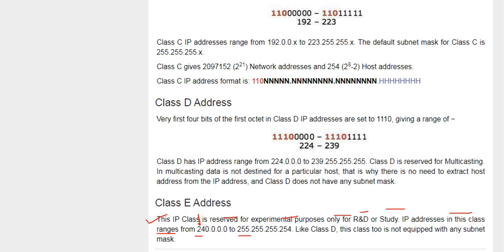सो इट्स रेंज इज फ्रॉम 240, दैट इज़ द मिनिमम, to the maximum, that is 255. These are the range for this class E addressing. So like class D, this class is not equipped with any subnet mask. ठीक है, तो इसको रिसर्च के लिए रिजर्व रखा है क्लास E एड्रेस को. सो दीज आर द टोटल 5 क्लासेस ऑफ IPv4 एड्रेसिंग.